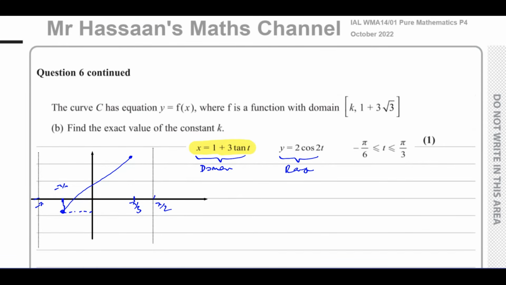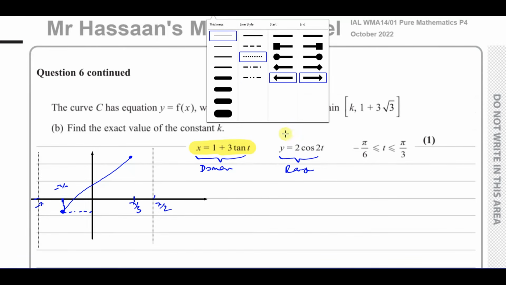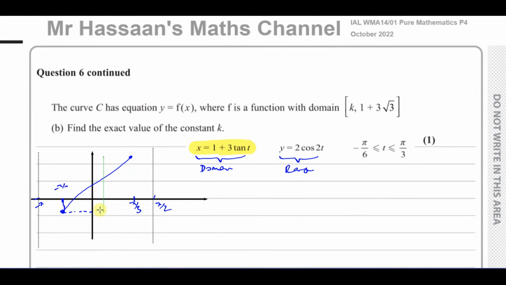So its domain, because we are sketching the x part, is the output of this, which is the domain of our function. So the output of this is the value between here and there. This between here and here will give us the output of this function.